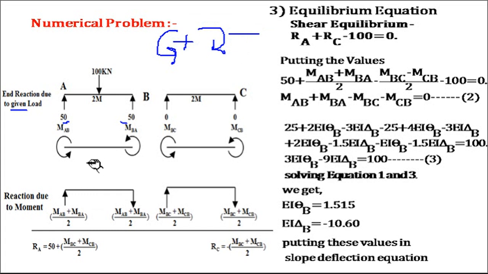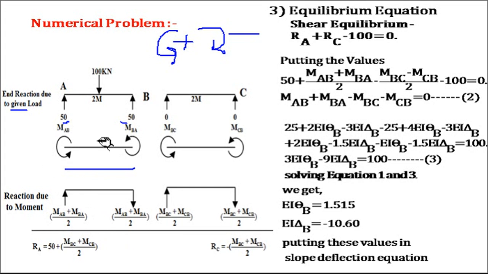Now here you have to find out the unbalanced moment, and the reaction due to the moment. As this moment is in the anti-clockwise direction, so plus, and as this moment is also anti-clockwise, so plus. So MAB plus MBA divided by the length, that is 2. Here both the values will be the same.